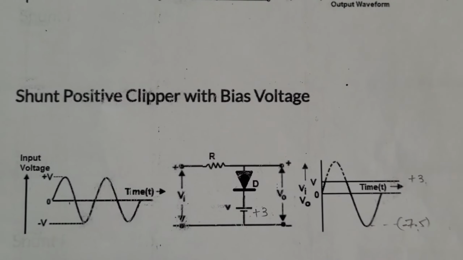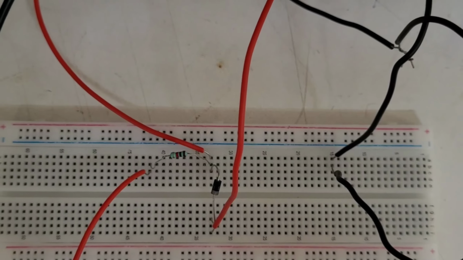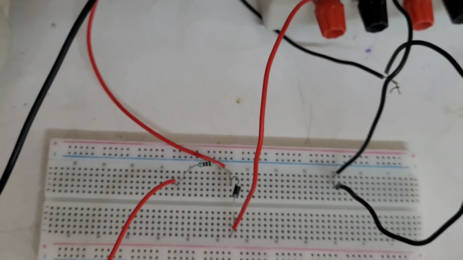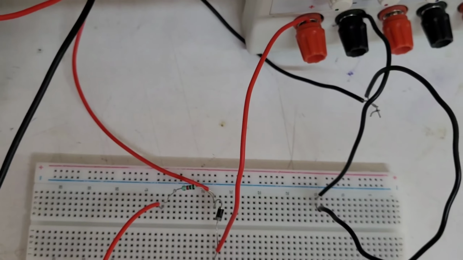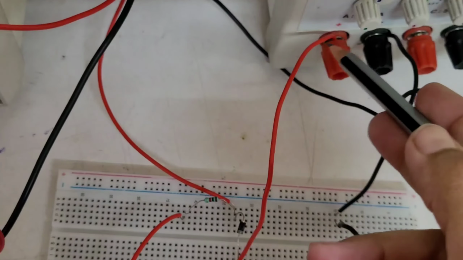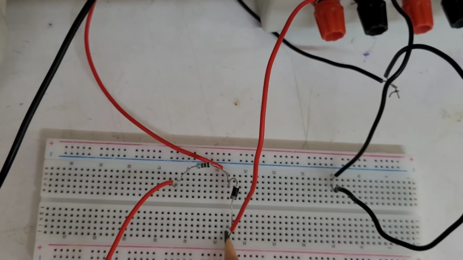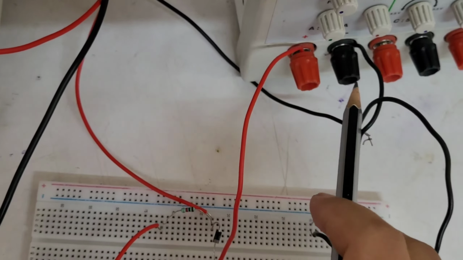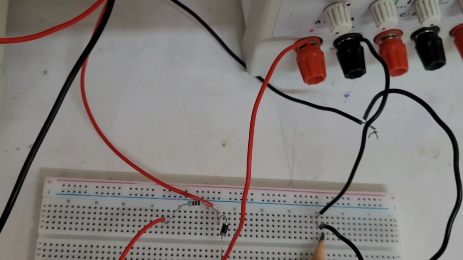Let's observe the waveform. The circuit connection is like this. Positive of the DC supply is connected to one end of the diode and the negative of the DC is connected to all common ground.